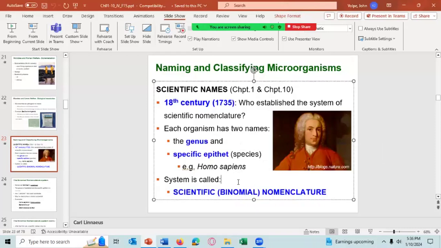And just as a side, I'll mention that we still use Carolus Linnaeus's naming system. However, we do not use his classifying system anymore. He classified all organisms into either a plant or an animal. And as you know, there are more things than just plants and animals on the planet Earth. So we don't use his classification system anymore. And the classification system has actually changed over the years.